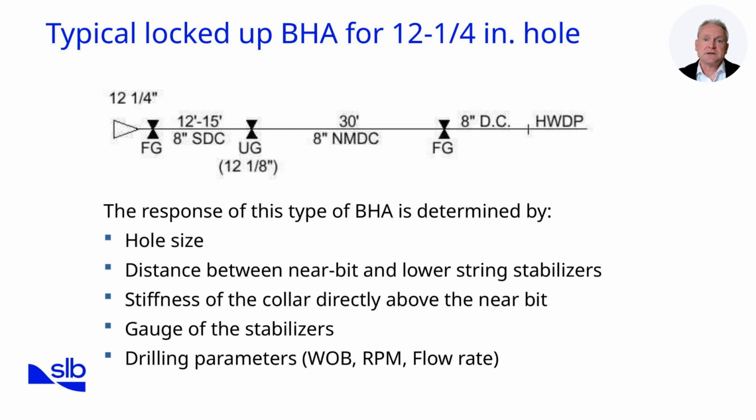A variable gauge stabilizer can alter its OD between full gauge and undergauge. This is commonly done by cycling the pumps. So when the surveys indicate that the BHA is starting to drop, the DD will cycle the VGS into the undergauge position. If the BHA starts to build, this can be mitigated by changing to a full gauge setting.